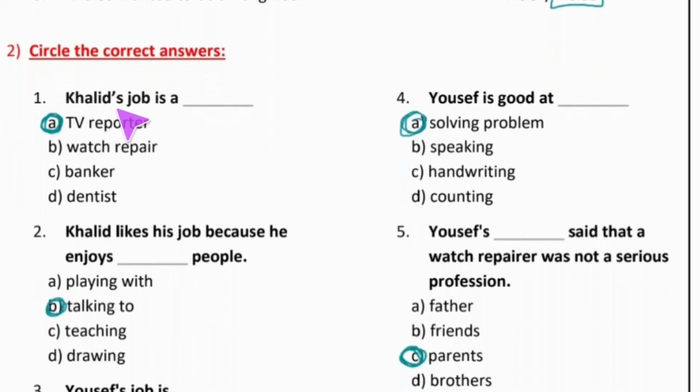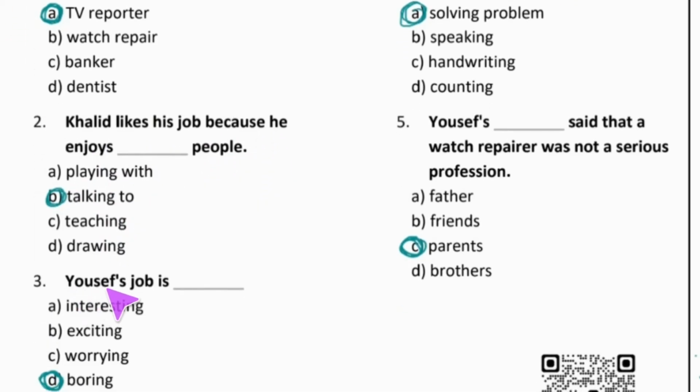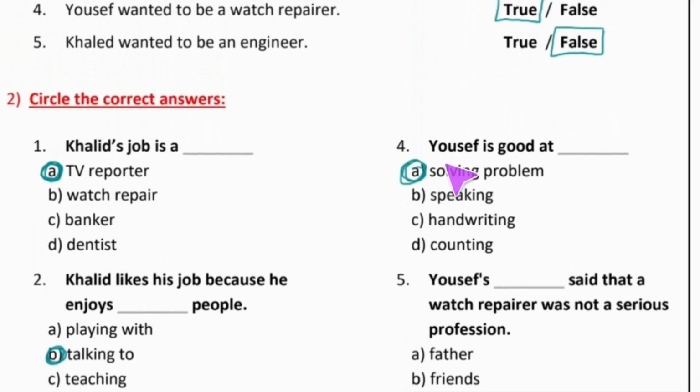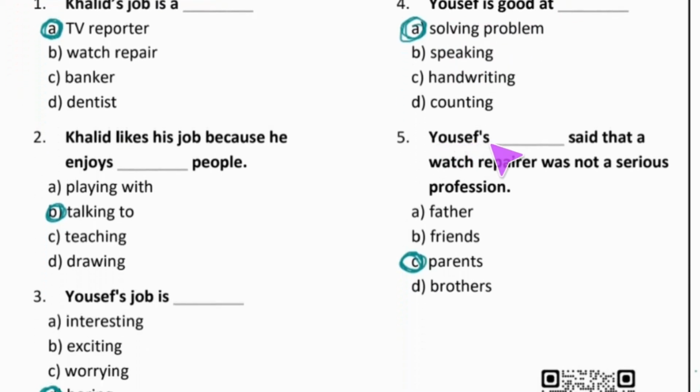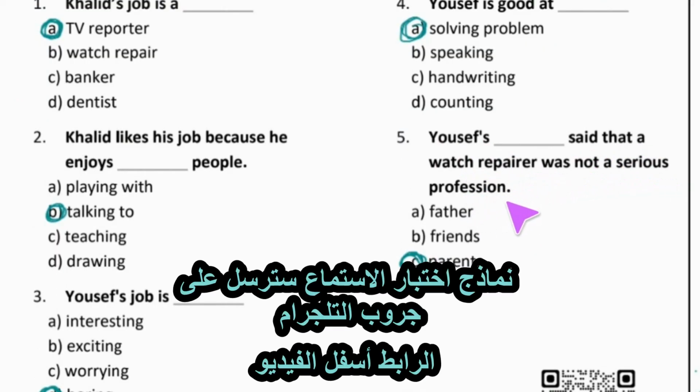Number 1, Khalid's job is a TV reporter. Number 2, Khalid likes his job because he enjoys talking to people. Number 3, Yusuf's job is boring. Number 4, Yusuf is good at solving problems. Number 5, Yusuf's parents said that a watch repairer was not a serious profession.